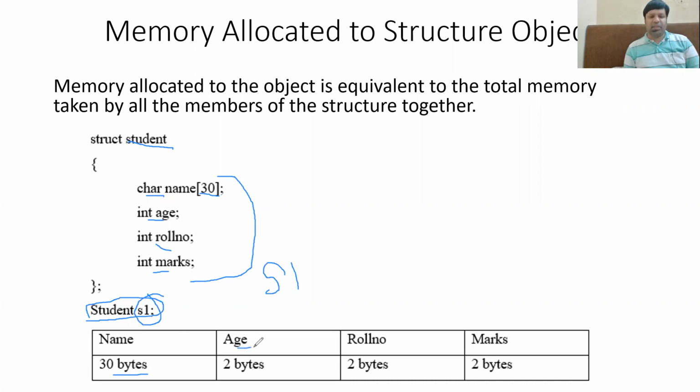The second one is age. Because it is of integer data type, it will take 2 bytes. Roll number, integer, means 2 bytes. Marks is integer, that means 2 bytes. So the total memory required by the object S1 is the sum of all the 4 members, which is 30 plus 2 plus 2 plus 2, that is 36 bytes. So the total memory that will be allocated to S1 is 36 bytes. I hope this is clear to you.